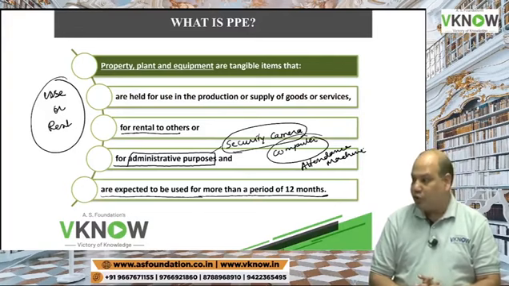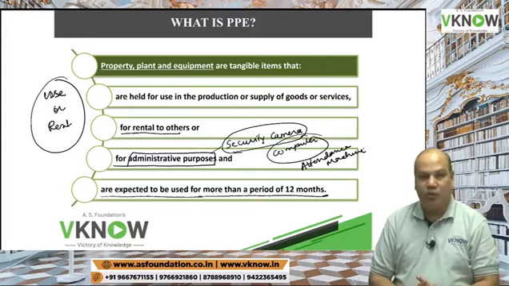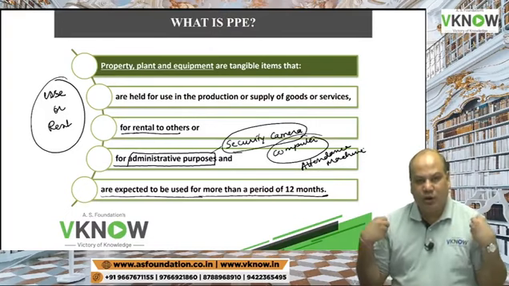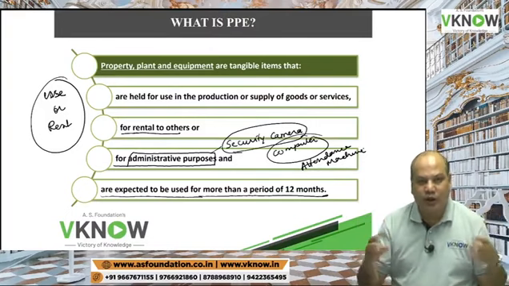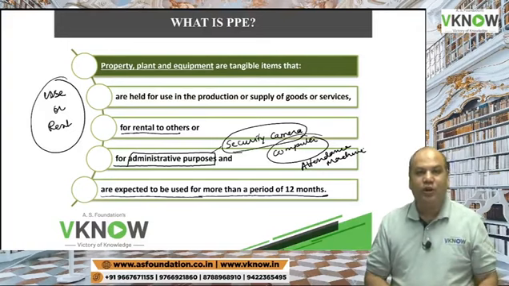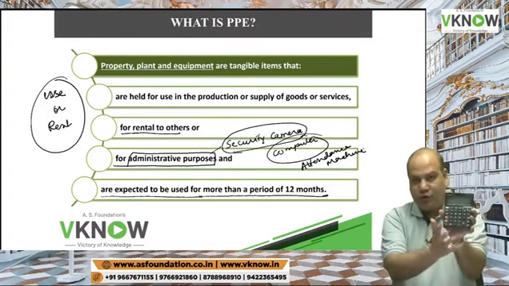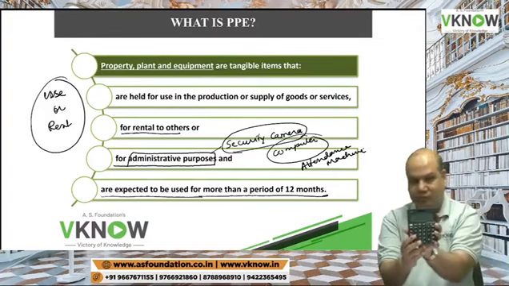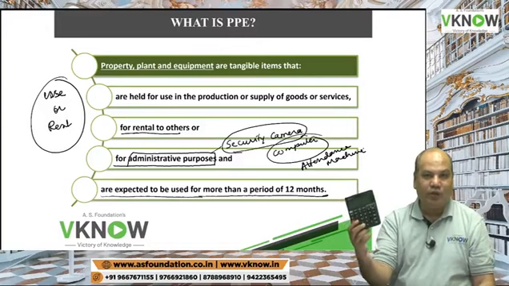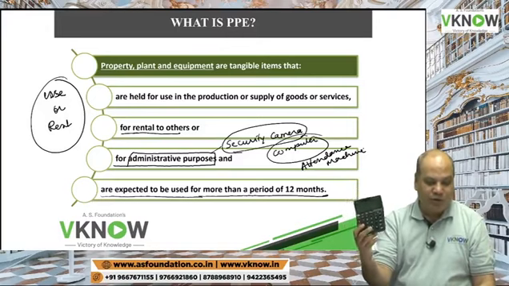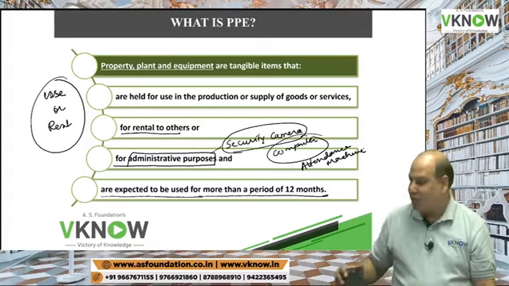If it is going to be used for a period less than 12 months, then you will expense it out, you will write it off. Then there is no point in capitalization of that expenditure and providing depreciation. Okay, one more question. Is this calculator PPE? Come on, yes or no? Is this calculator a PPE item?